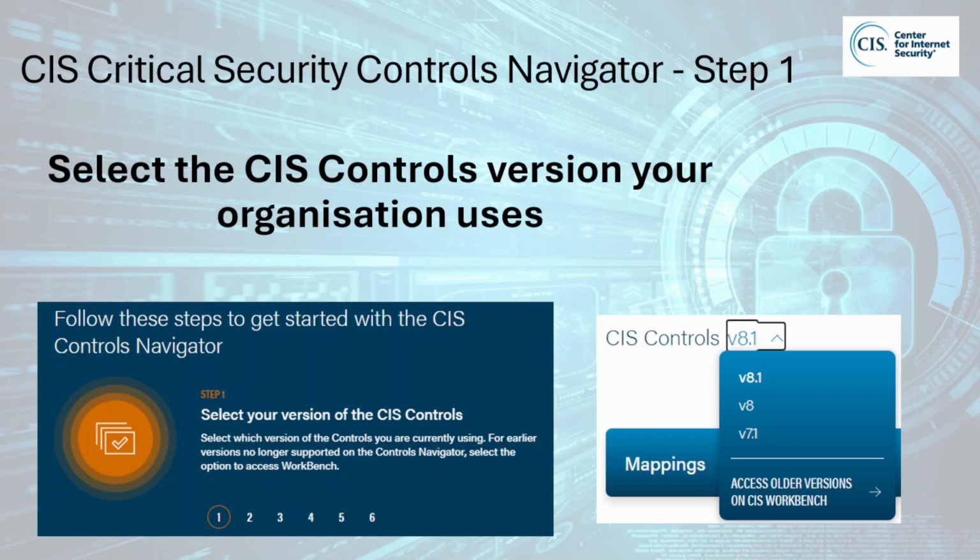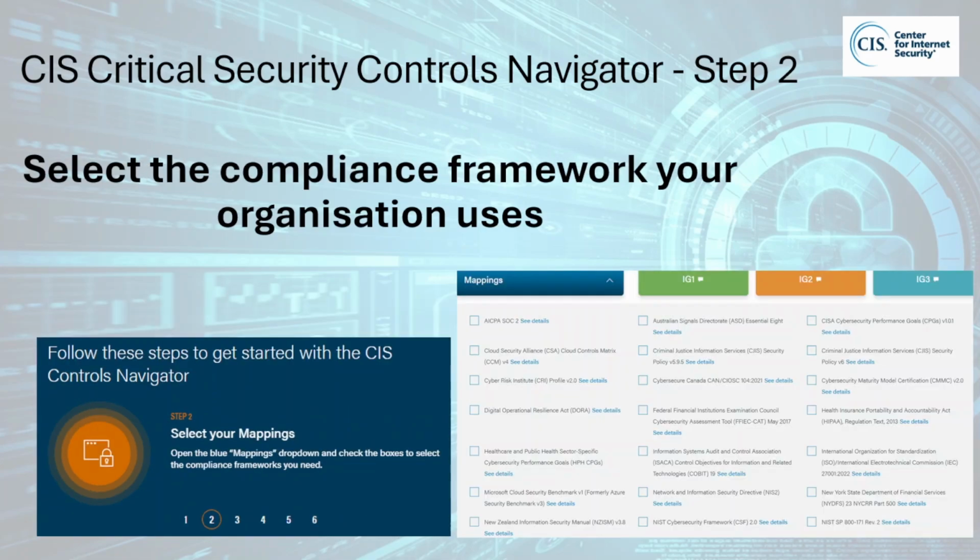For step 1, you need to select the version of CIS controls you are currently using within your organization. Click the drop-down on the left of the page to see the latest 3 versions, being 8.1, 8, and 7.1. If you are using an older version, you will need to access this via the CIS Workbench, which requires registering with CIS.